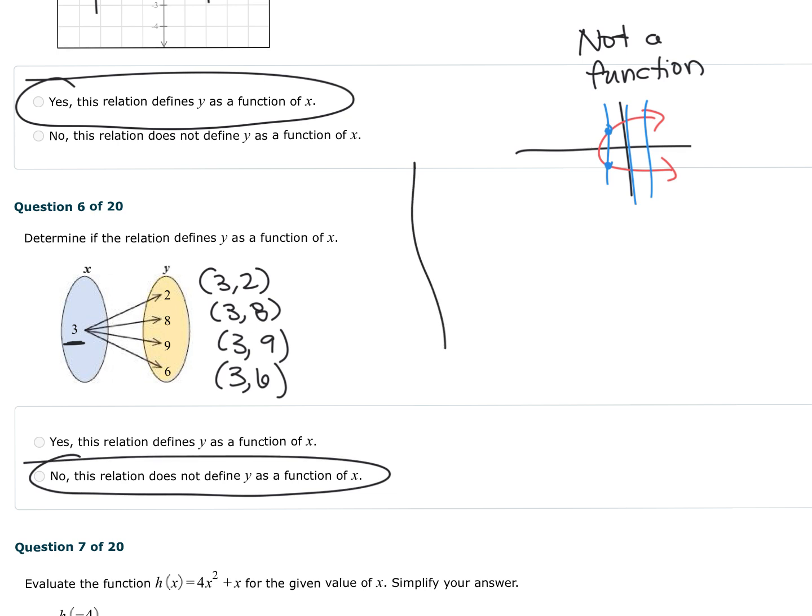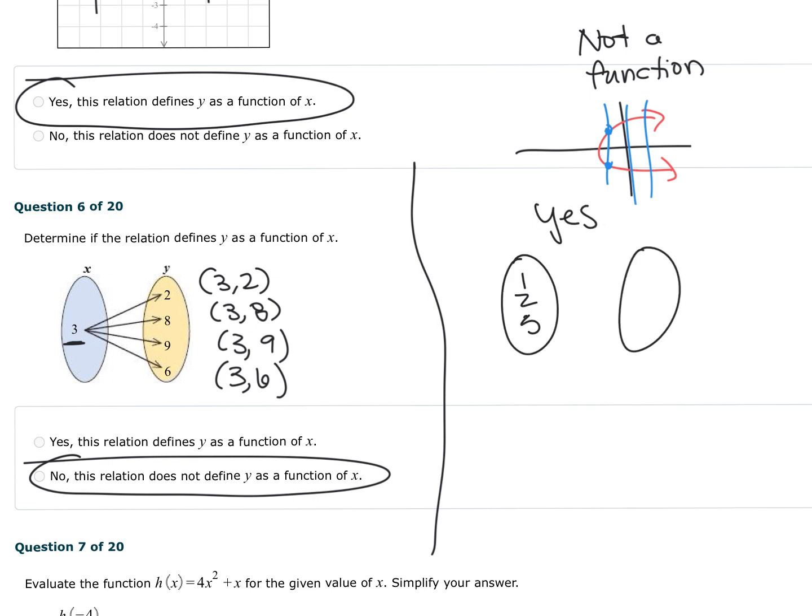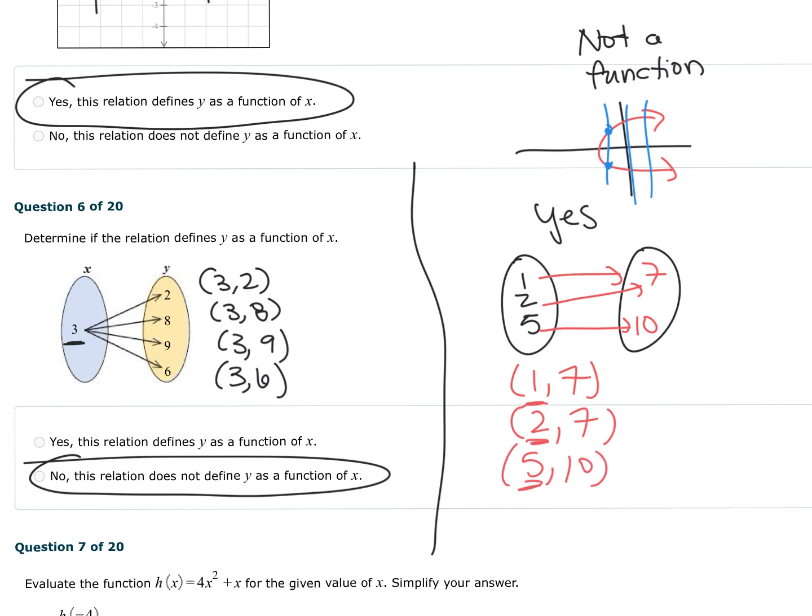Now, an example of yes for mapping would be if I had something like this, and then this one was going to maybe a 7, and maybe this 2 is going to a 7, and then maybe this 5 is going to a 10. This would be considered a yes, because if I wrote it as ordered pairs, it'd be (1, 7), (2, 7), (5, 10). And so I don't have any x's going to more than one value.